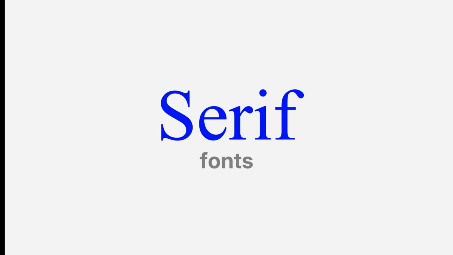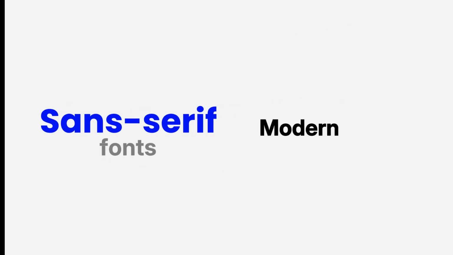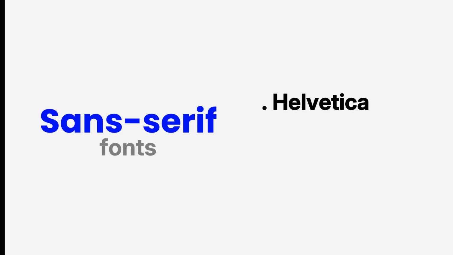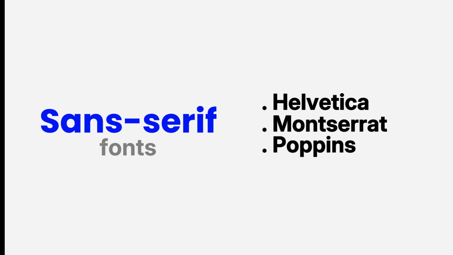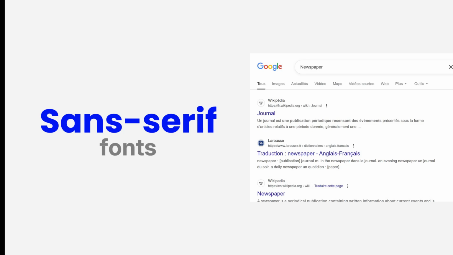Serif fonts, with small strokes at the ends of letters. They feel traditional, trustworthy, almost academic. Like Times New Roman or Georgia. You'll often see them in newspapers or official websites. Sans serif fonts have no strokes. They're modern, clean, and easy to read. Think Helvetica, Montserrat, or Poppins. Google and Airbnb use them for clarity and simplicity.